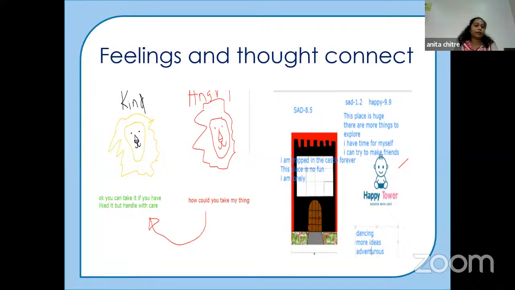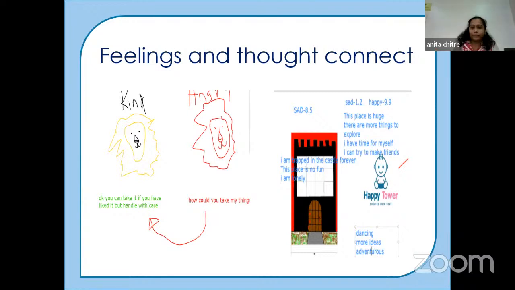So the exercise was, now let this angry lion be a kind lion. Can you make changes in your thoughts so that he becomes a kind lion? So he's saying, okay, you can take it if you like it, but handle with care. So we have to be practical, realistic. At the same time, we don't leave the compassion and kindness towards others.